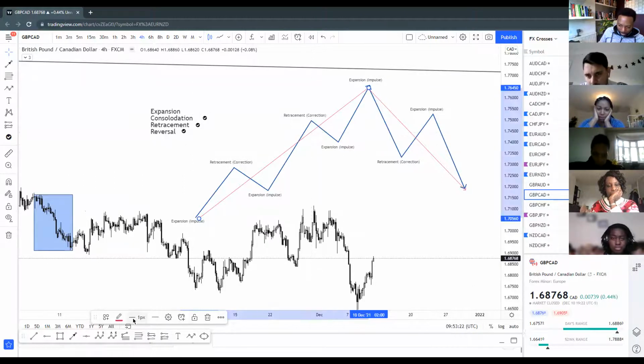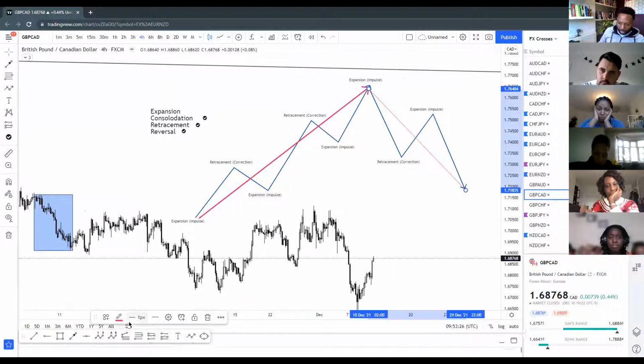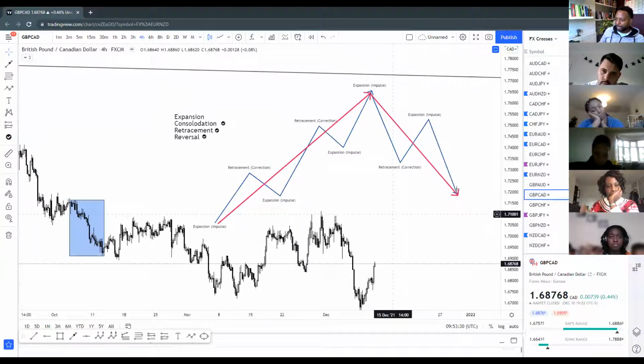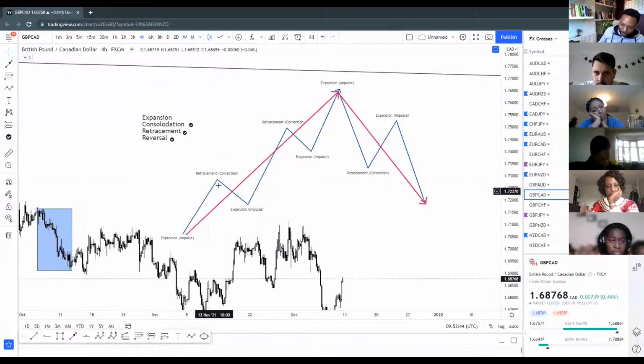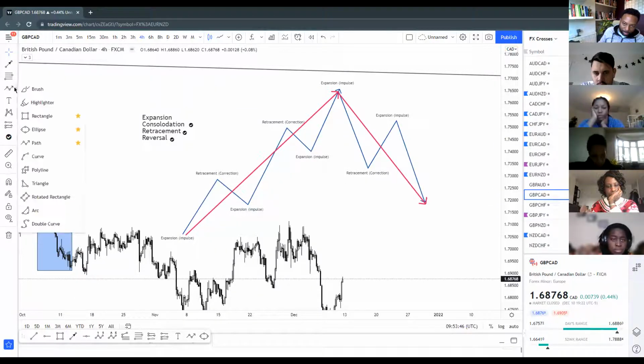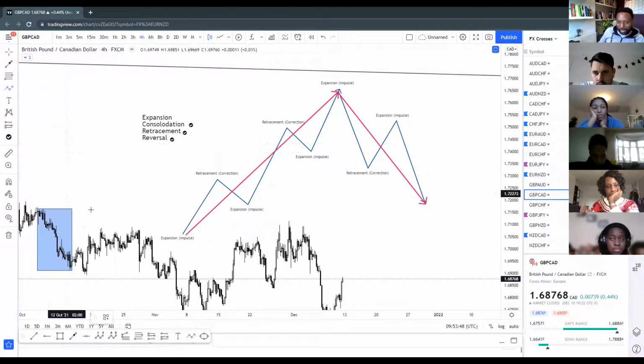Let me make this line. So there's the big move there, and there's the big move there, right? And the market really does move like this. And inside here, if you want to really go micro, what do you think happens inside that impulse? Micro impulses and retracements.